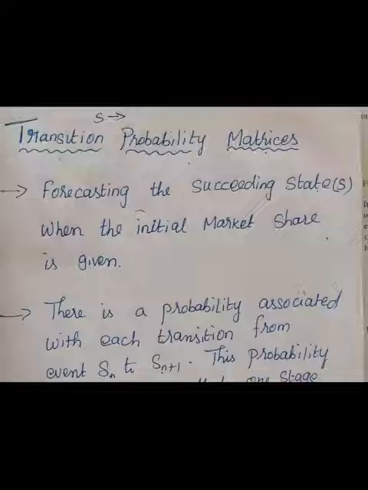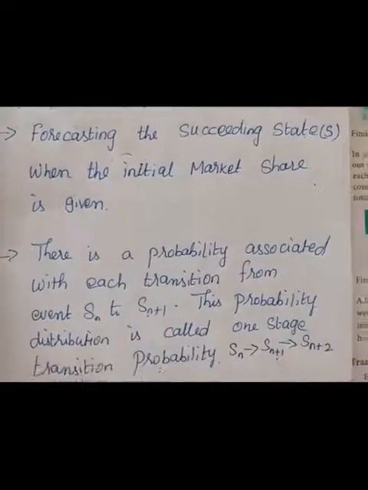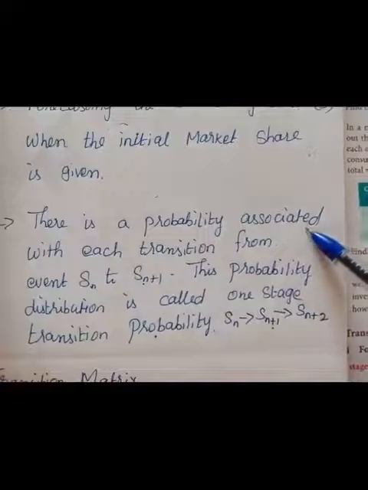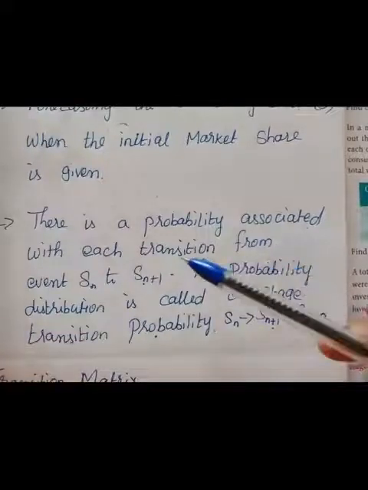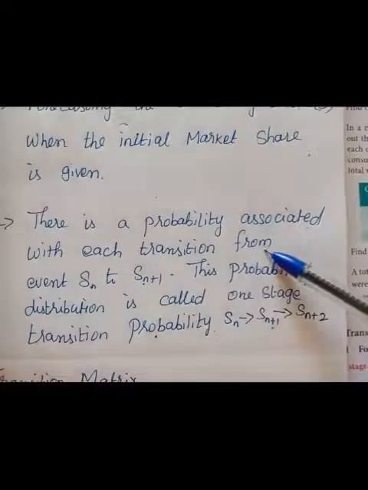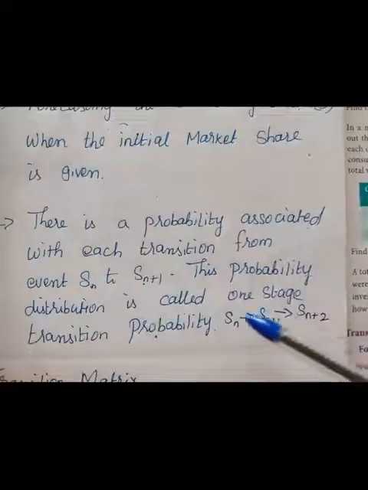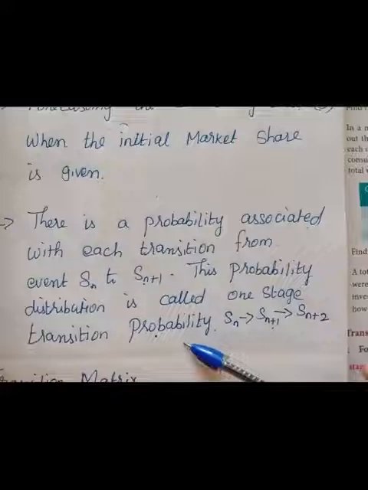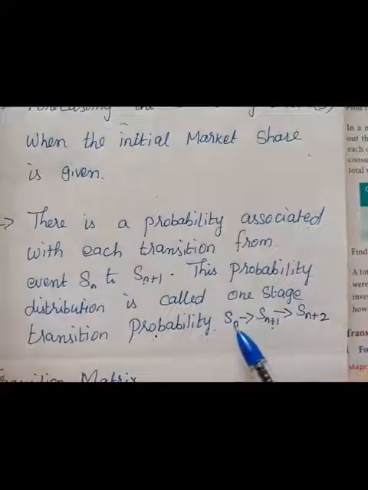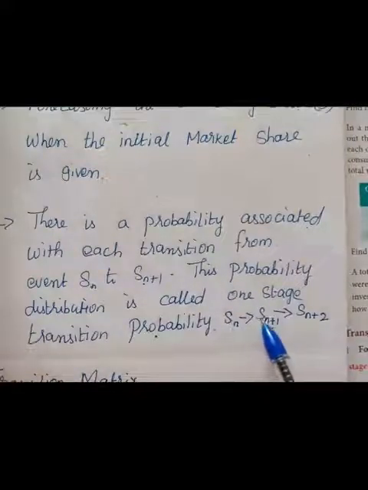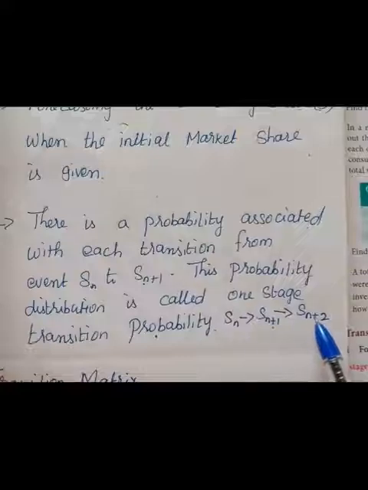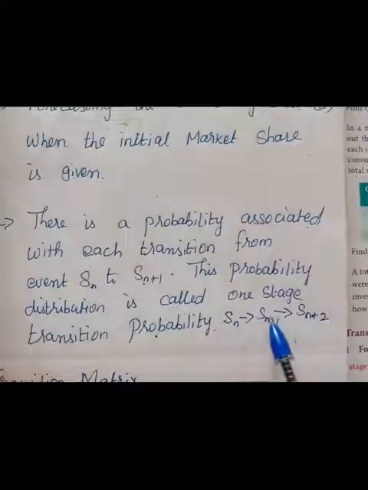Next I am going to explain the one stage transition probability. There is a probability associated with each transition from event Sn to Sn plus 1. This probability distribution is called the one stage transition probability. That means Sn to Sn plus 1 is one stage. Again, Sn plus 1 to Sn plus 2 is two stages, so this is two-stage transition probability.